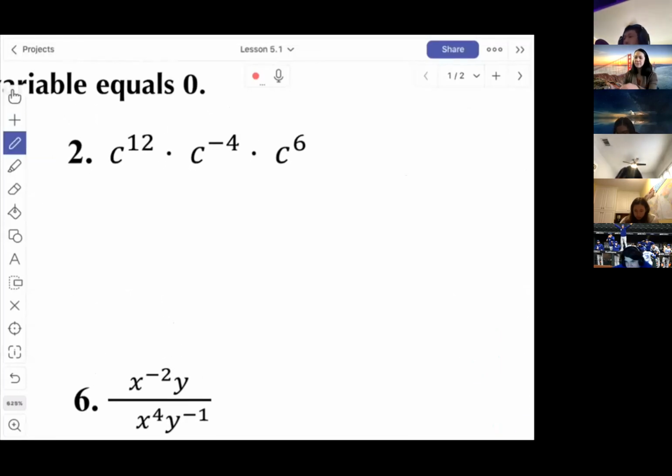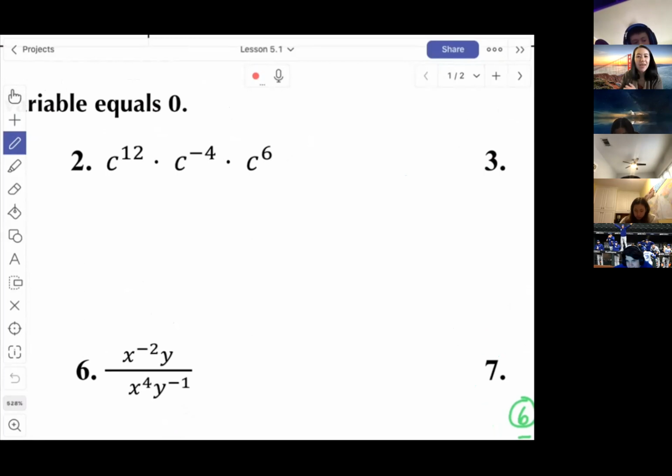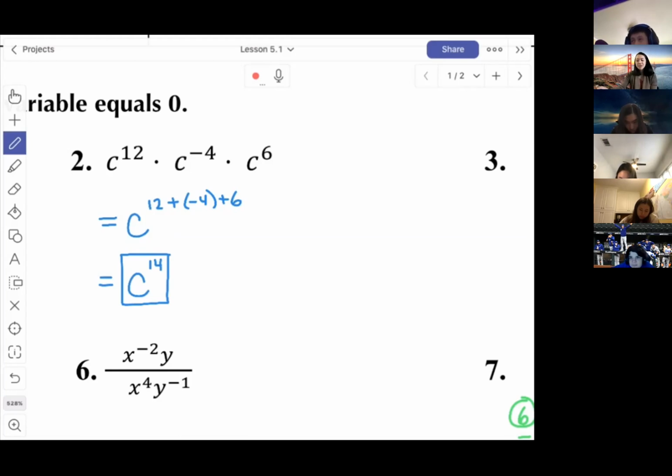So I would use the product of powers property. Okay, and what would that do for you? It would be C to the 12 plus -4 plus 6. Good, all right. And what does that simplify to be? Hold on. Okay, 12 minus 4 gets you 8, and then plus 6, 14. Perfect, you got it. All right, so C to the 14th. Nicely done.